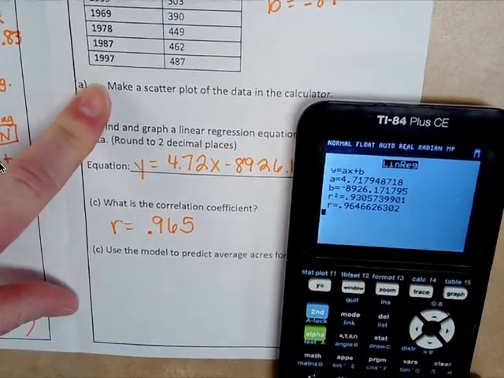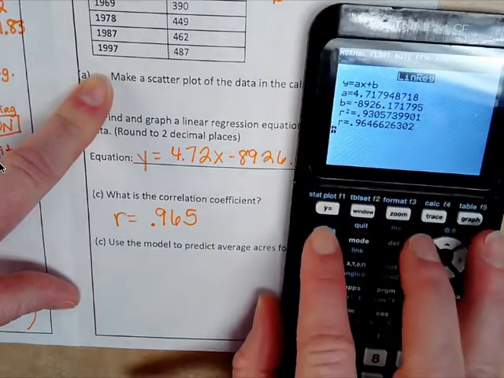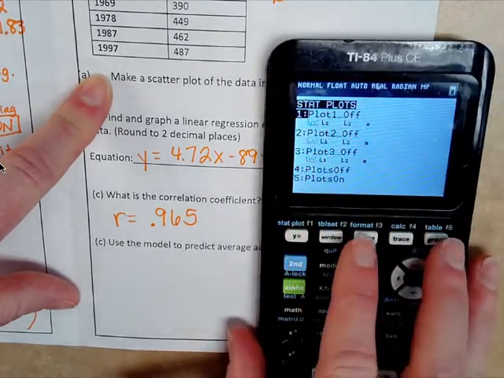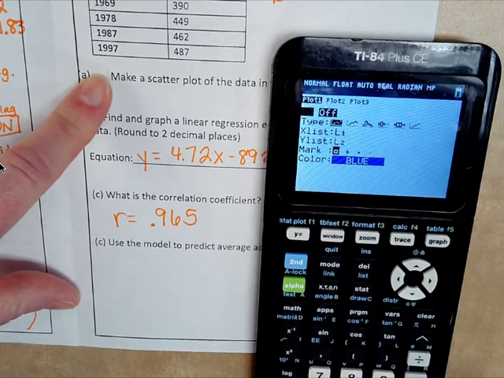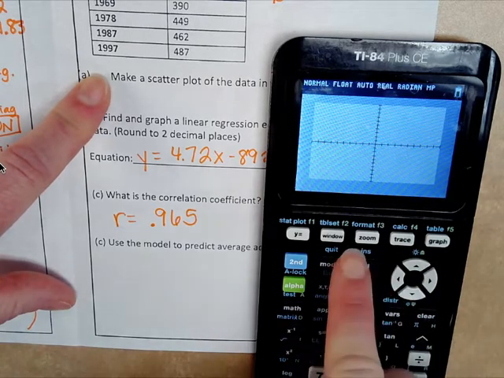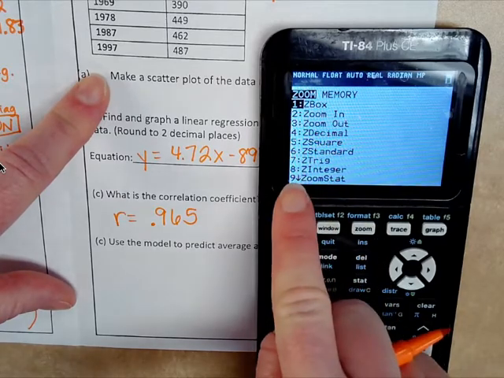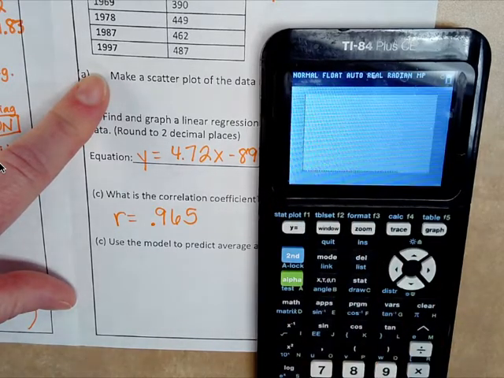Now I'm going to make a scatter plot with the data. So I need to turn on stat plot. So second, y equals. I want to turn plot 1 on. Then I'm going to hit graph. I can't see anything though. So I have to zoom stat. Zoom down to number 9. Now I can actually see it. It's kind of like a little wave thing going on here.